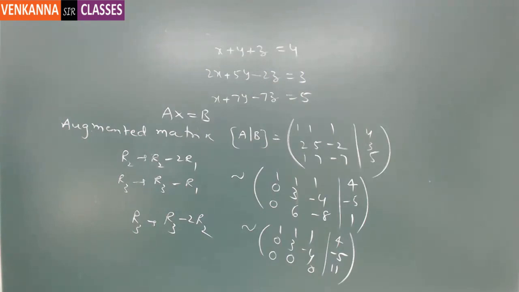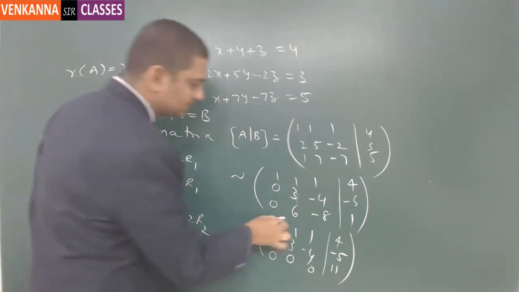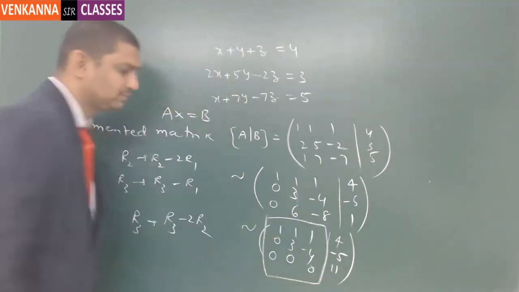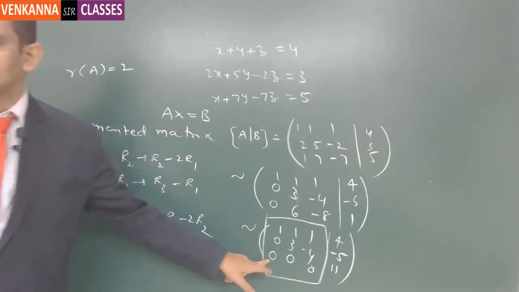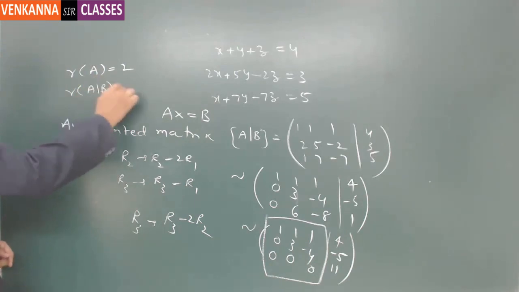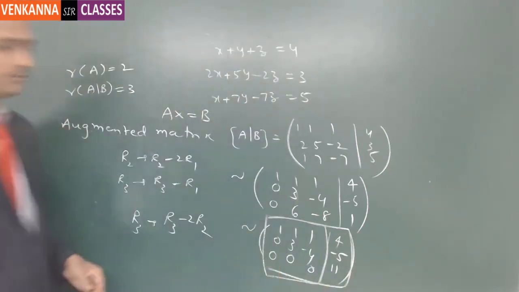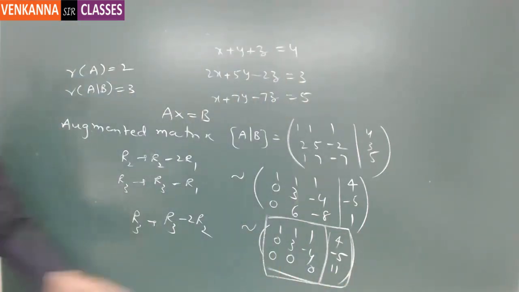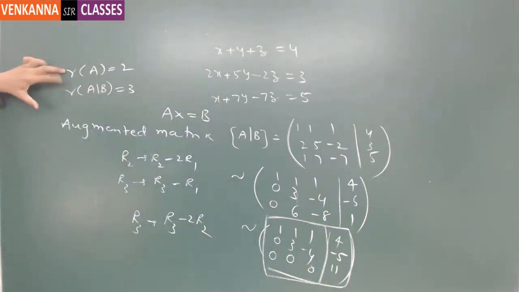Now, if you consider the ranks, rank of A is equal to 2, because this is the part I am considering. It has only two non-zero rows, first row and second row, third row has become 0. So the rank of A is equal to 2. If you consider rank of A|B, it is 3, because while considering A|B, we will take the whole part. So all the three rows are non-zero because this part is not 0. So hence rank of A|B is equal to 3. Since these values are unequal, the given system is inconsistent, so it has no solution.